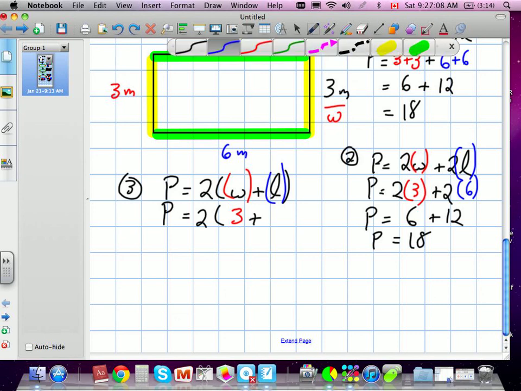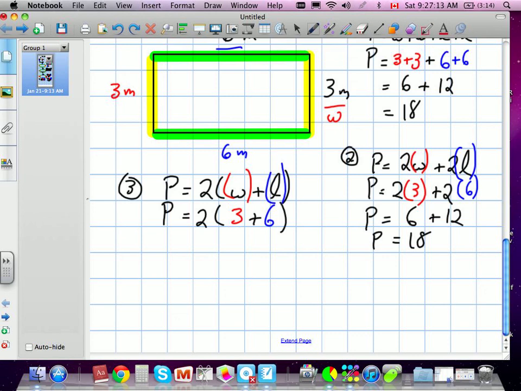According to BEDMAS, what do I do first? The bracket. Okay, so what do I do in those brackets? You add 3 plus 6. And what will we get? 9. 9. Okay? So this isn't a similar step to any of these yet. You see that we haven't come across that yet. But what is 2 times 9? 18. Is that the same answer we got for all of the other ones? Yes. That's right. So all 3 of those formulas will work, okay?